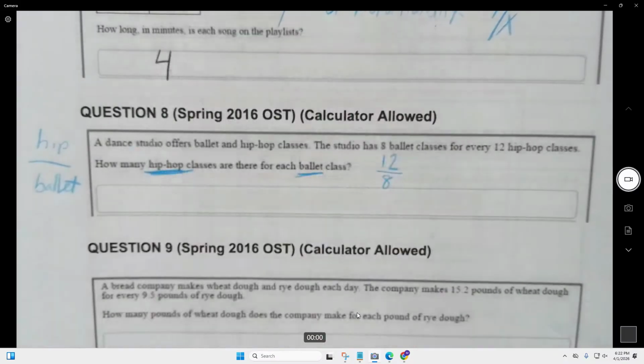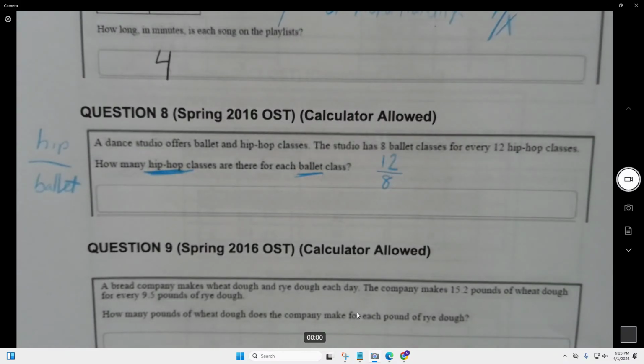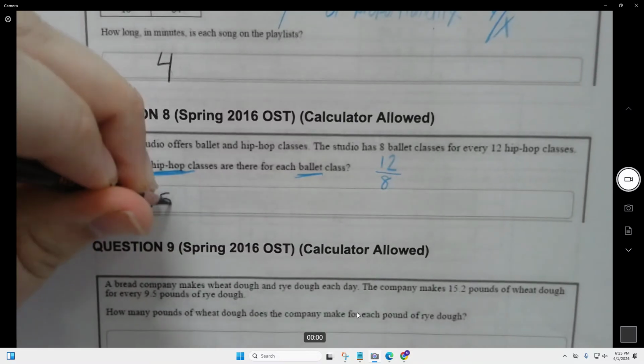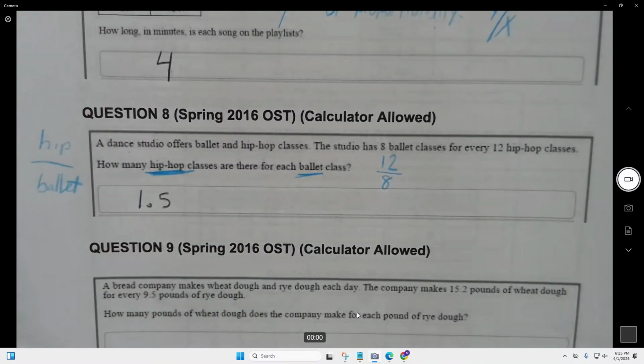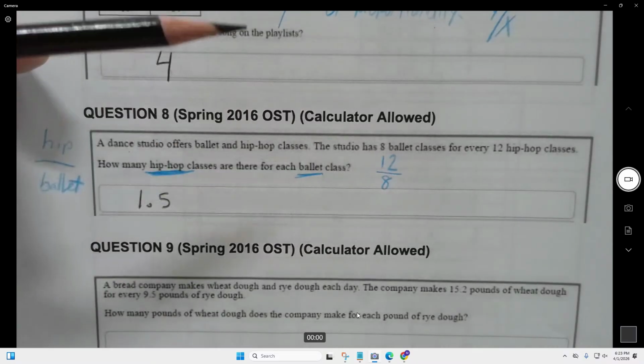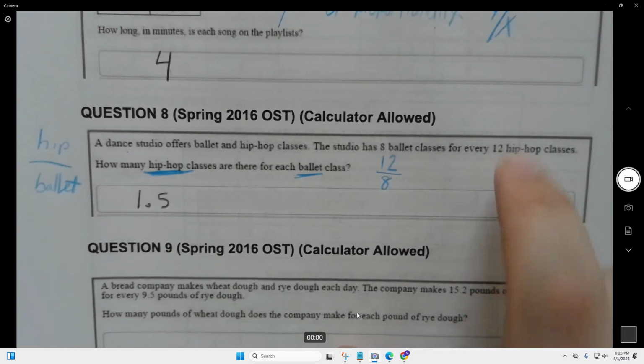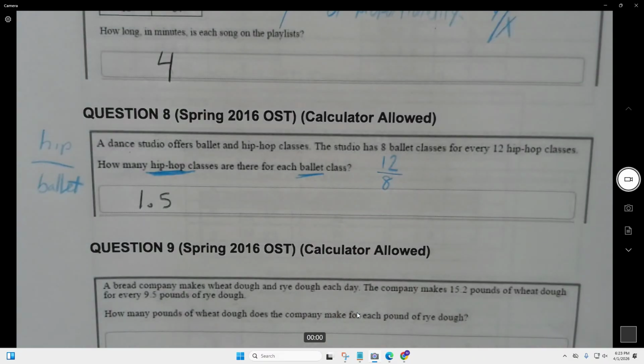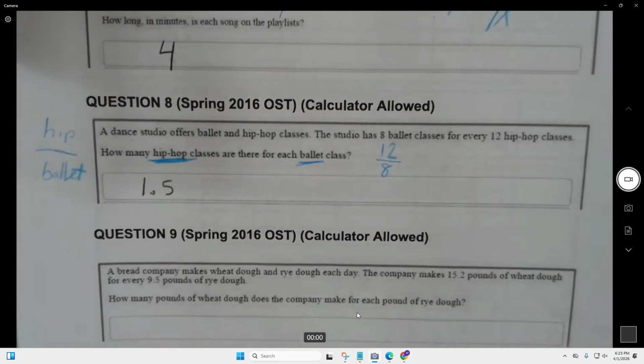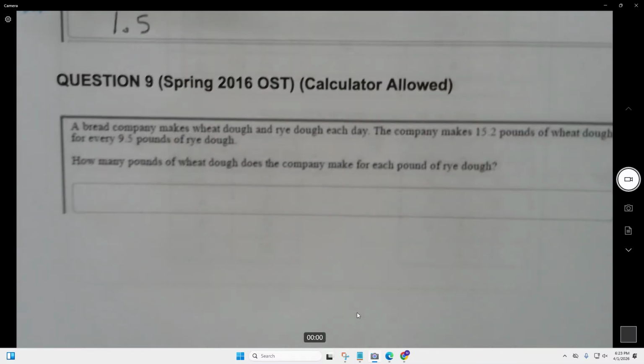Now, even if you can't remember that, which is 1.5, even if you can't remember that hip-hop is supposed to go on top, if you try to do 8 over 12, that would give you 2/3, 0.666. And considering that more hip-hop classes are run than ballet classes, it should set off a trigger in your mind that 0.666 is smaller than 1, and that doesn't make sense. All right.